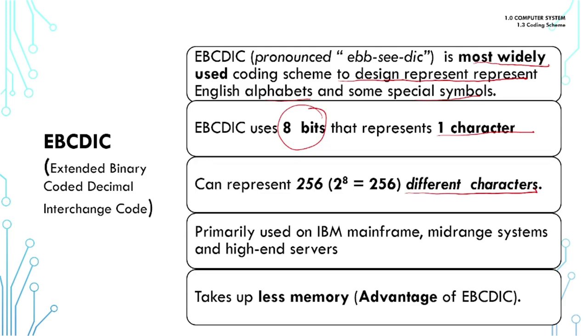And then EBCDIC ini biasanya digunakan di dalam IBM mainframe ataupun mid-range system and high-end server. So ini untuk EBCDIC ini dia biasa guna untuk server lah. Untuk EBCDIC ni juga dia memerlukan memori yang kecil, take up less memory. Sebab apa? Untuk satu karakter ini hanya memerlukan 8 bit sahaja.